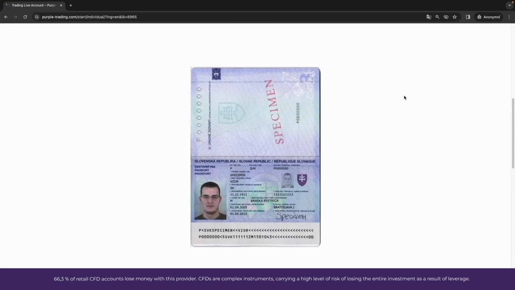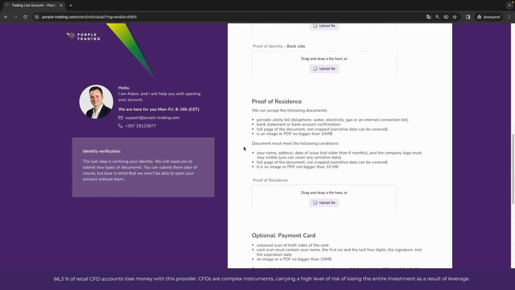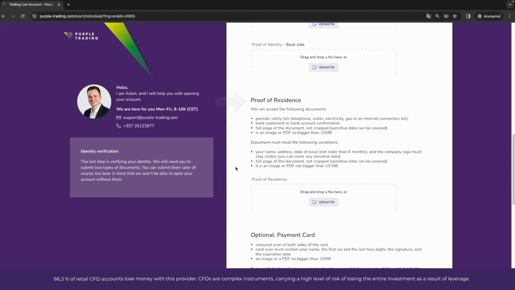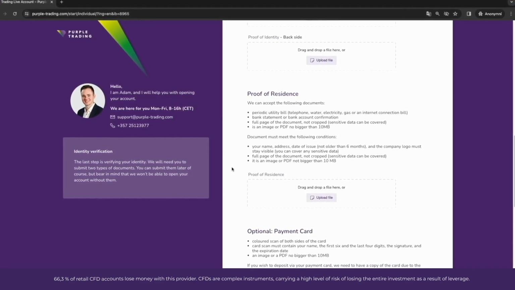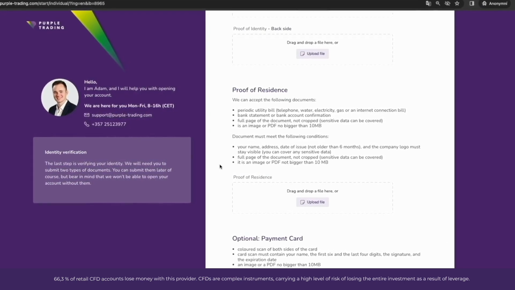You should always send both sides and send them as an image, as a JPG or PNG or PDF. The next step is to provide proof of your address. This can be a recent utility bill, such as water, electricity, gas, telephone or internet. Or you can choose a bank statement that clearly states your address.